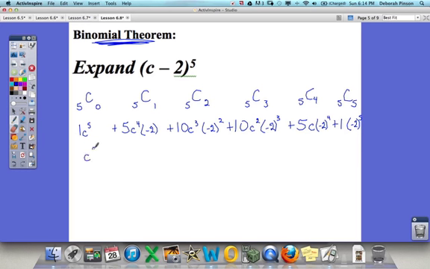So here I have c to the 5th minus 10 c to the 4th minus 40 c to the 3rd minus 80 c squared. So I'm just simplifying these down, doing all the number crunching. So like here I have -8. -8 times 10 is -80 plus 80c minus 32.